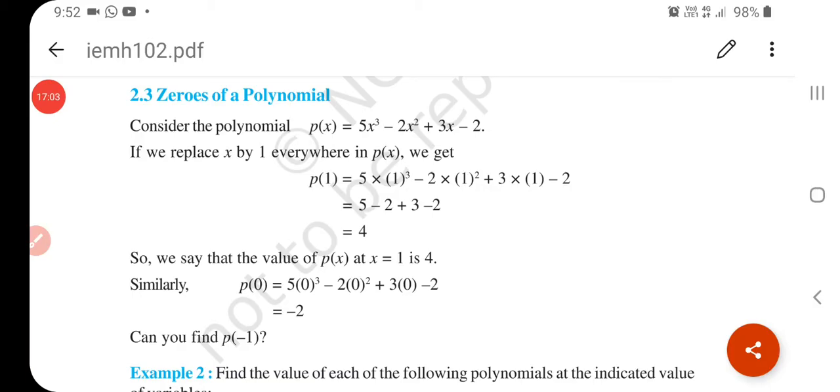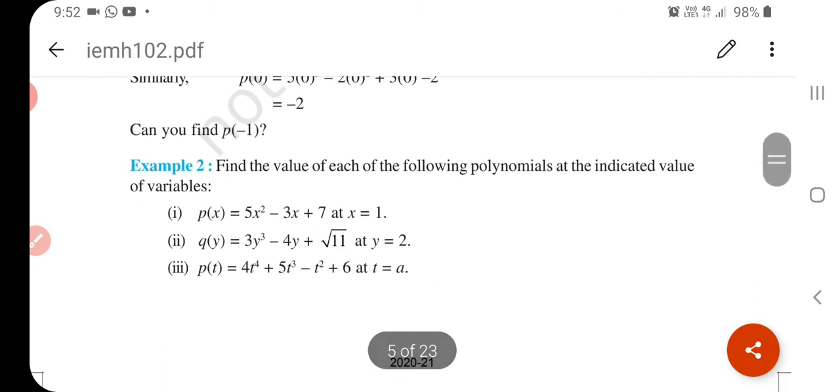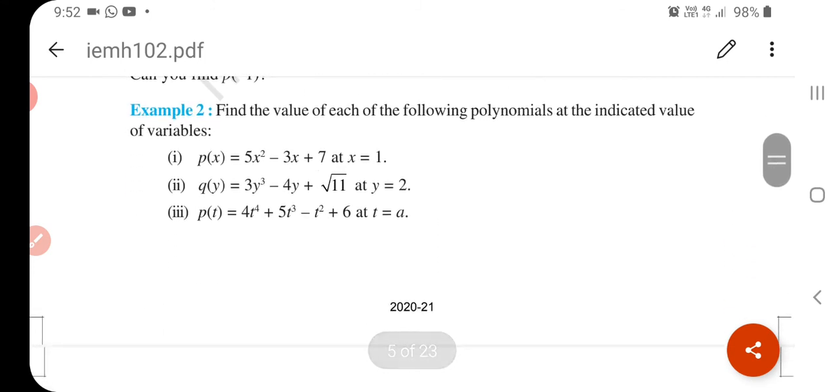So student, I think you know how to find the zero of this polynomial. If the polynomial is in the form of p(x) equal to x plus 2, then you can easily find the zero of this polynomial. What is the rule? Minus the constant term upon the coefficient of x.